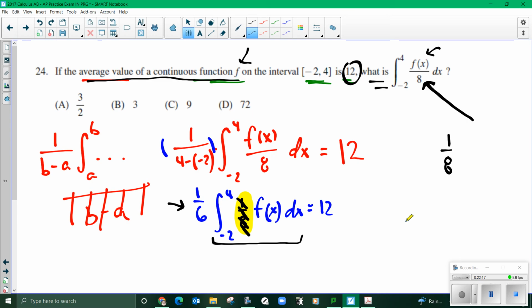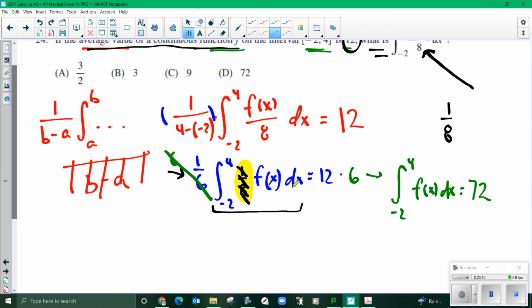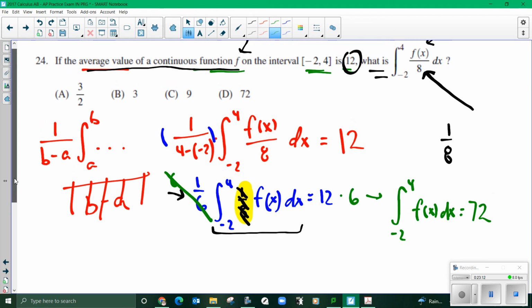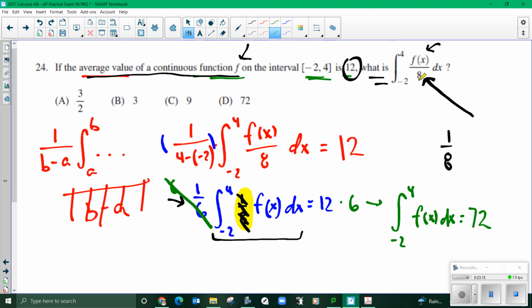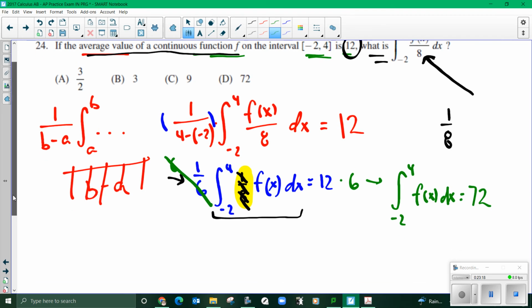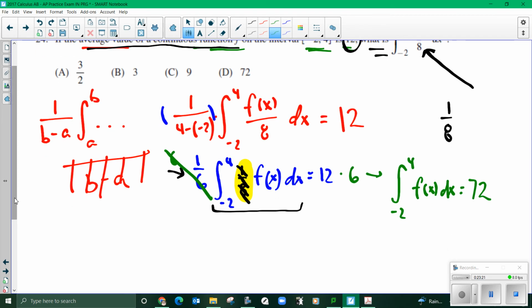So let me do this. I'm going to multiply at this point both sides by 6. Gone, multiply this by 6. So now I have the integration from 4 to -2 of f of x dx equals 72. All right? Now, this is what I have based on the information they gave us. Now they want to divide it by 8. Okay? So if the integration from 4 to -2 is 72, if I divide that side by 8, what I do to one side, I have to do to the other.